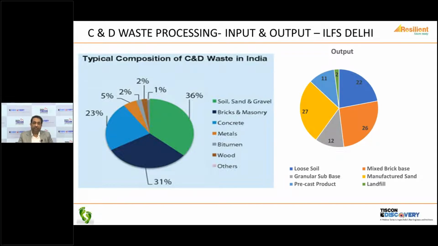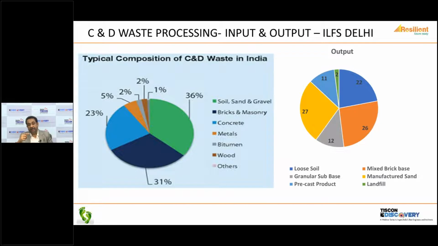And what do they actually produce out of this? After taking this material in, the output is around 22% loose soil, 26% mixed brick base, and 12% they use for the granular sub-base for the roads. 27% of the material output is converted into manufactured sand for concrete, and 11% of their product goes into making precast blocks or bricks or pavers. So only 2% of their material goes back to the landfill.